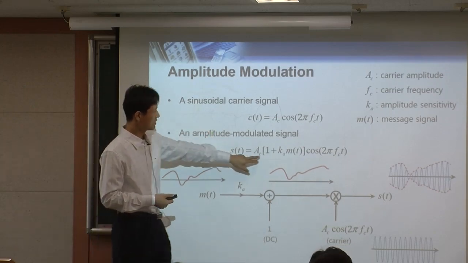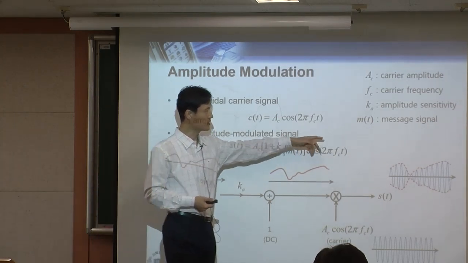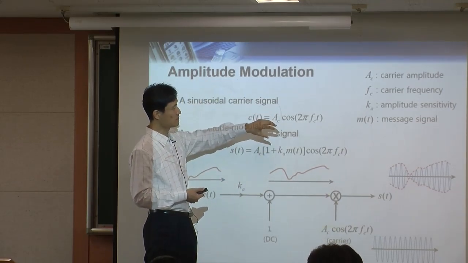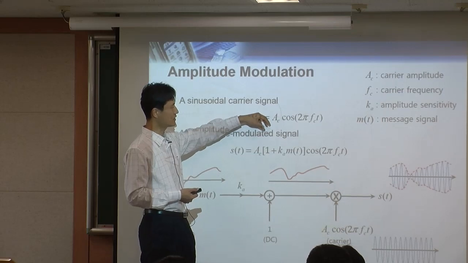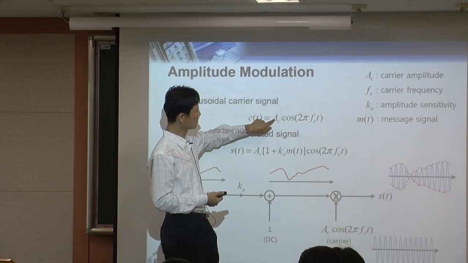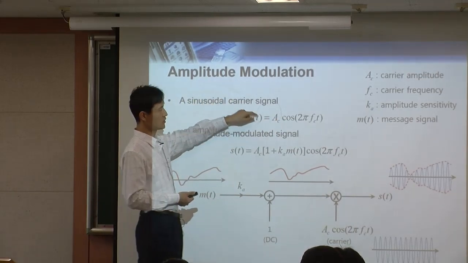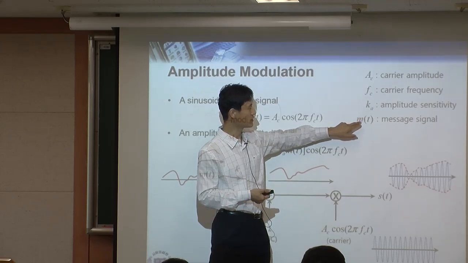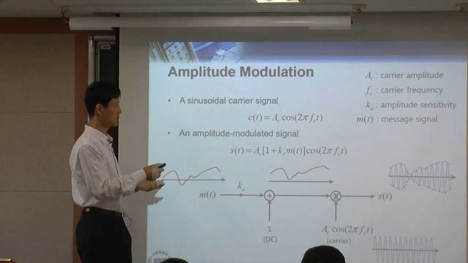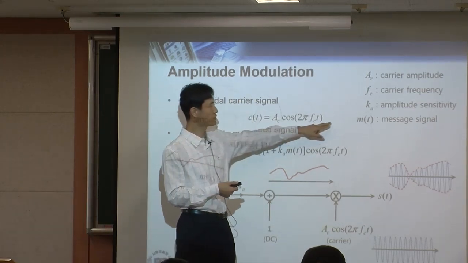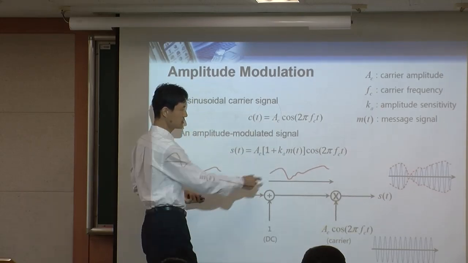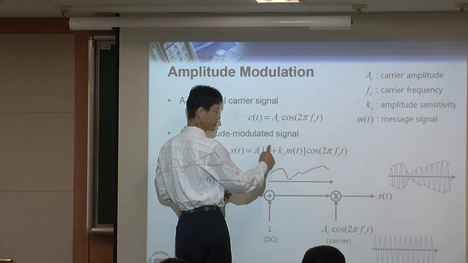We have a message, m(t). m(t) is a message signal. Now, in order to put this message m(t) into the carrier, you can put this message into the amplitude part. That's what we call amplitude modulation. Or later, when we put this message signal into the frequency part, that's going to be frequency modulation. So right now we are talking about amplitude modulation. So put this message into the amplitude part this way.